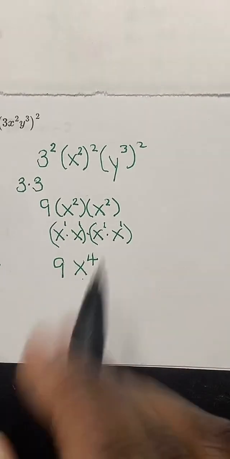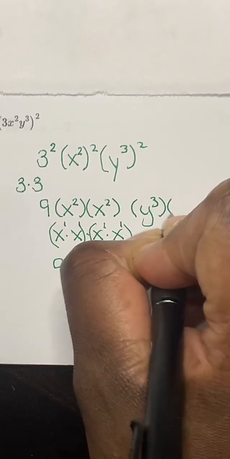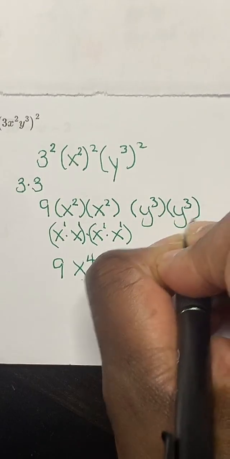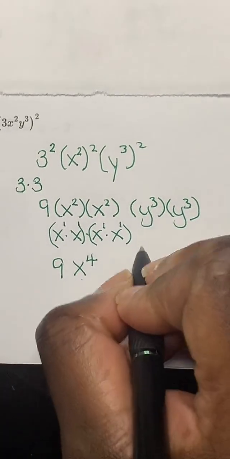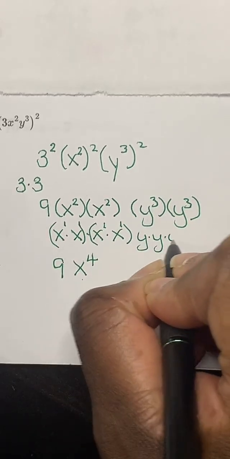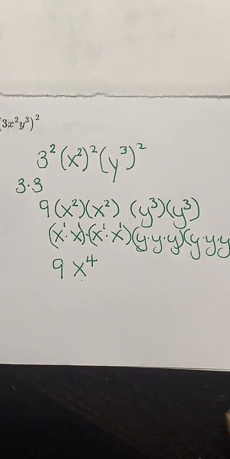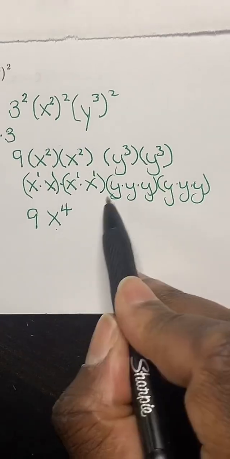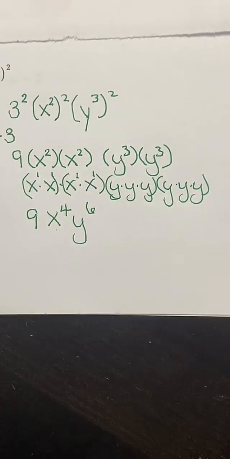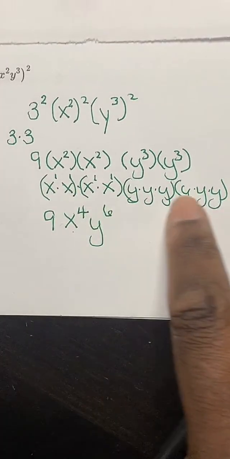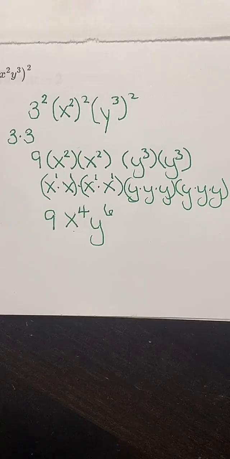So now let's take a look at our y's. They're telling me I'm taking this y to the 3rd and multiplying it by itself 2 times. So y to the 3rd, again, that's 3 y's for this one, 3 y's for that one. How many y's do we have? Hopefully you're saying 6. This is what's called the extended form. Hopefully you're able to see what's happening.